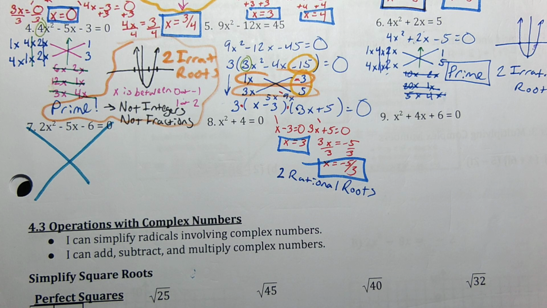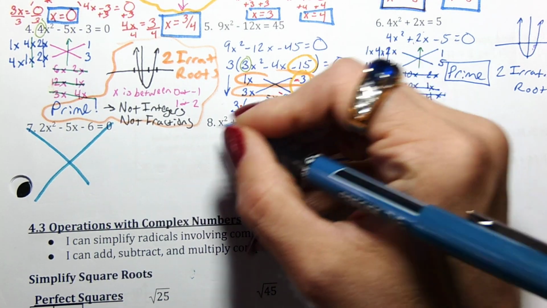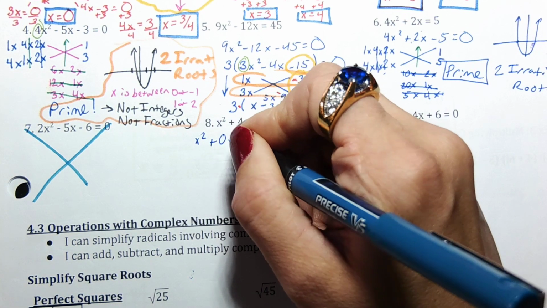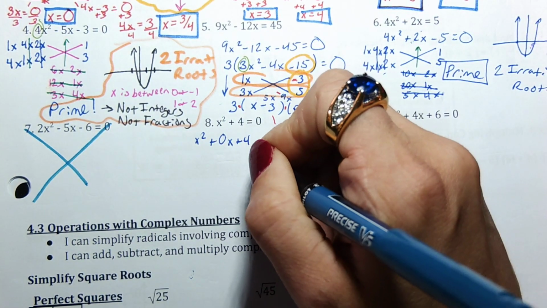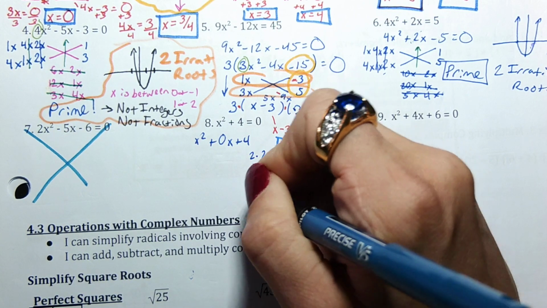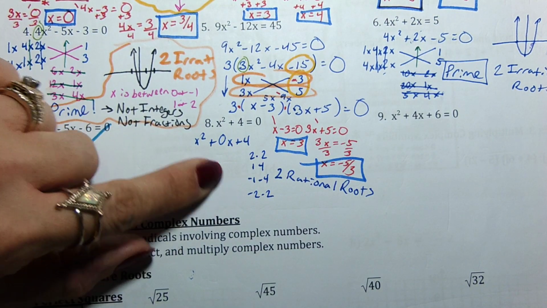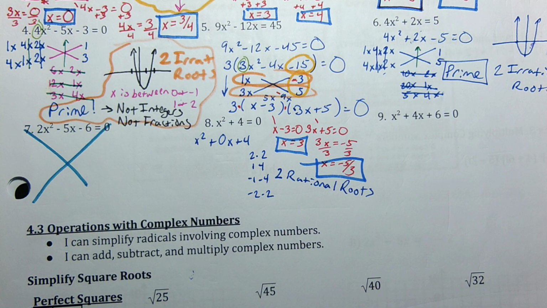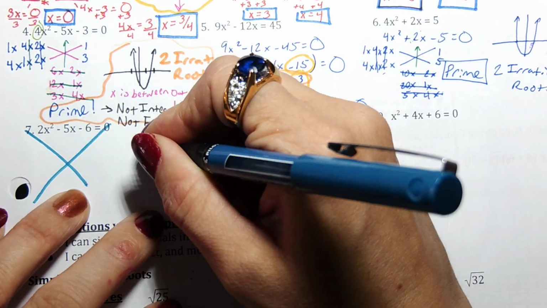Number 8, it is in standard form, but what value is it missing, A, B, or C? The B value. There's no x with it, so we've got x squared plus 4. Can I factor that as x plus 2 times x plus 2? Or x plus 2 and x minus 2? Is there any way for me to get a product of 4 and a sum of 0? I can do 2 and 2, 1 and 4, negative 1 and negative 4, or negative 2 and negative 2. Will any of those give me a sum of 0? That is a no. So this one is prime.